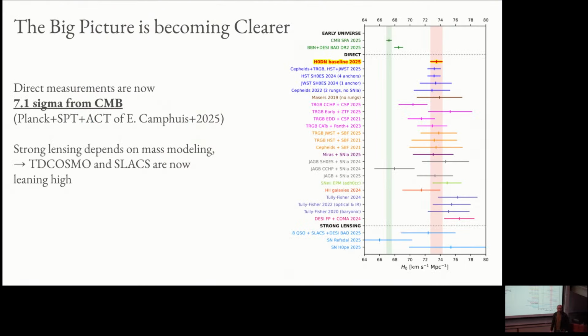Okay? And so at the end, we have 7.1 sigma across many variants that, generally speaking, are representative of our systematic error bars. And we're 7.1 sigma from Planck plus SPT plus ACT. It's also worth noting strong lensing, which is not considered in this paper, is coming in high.